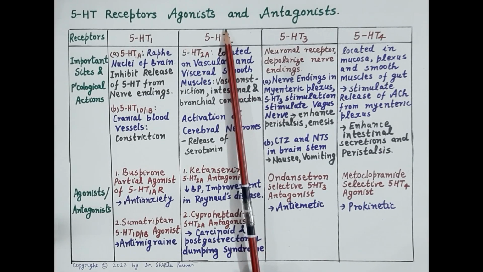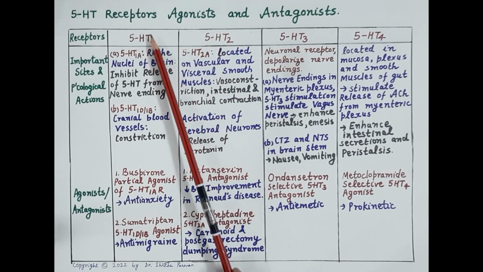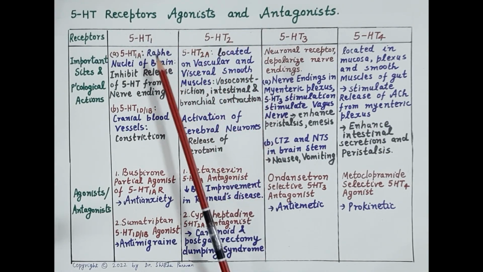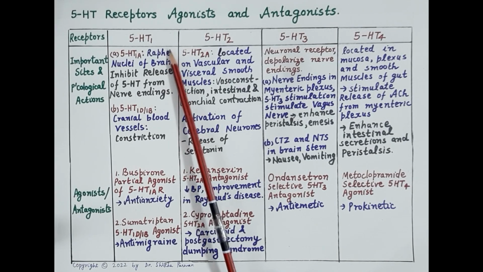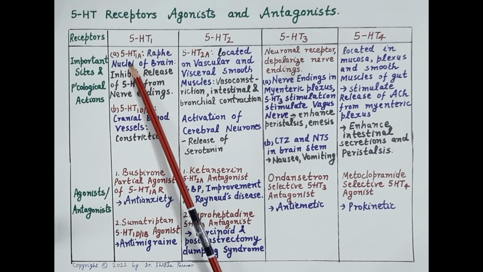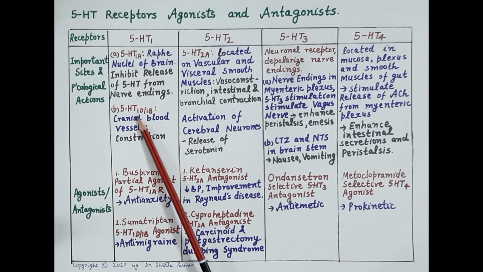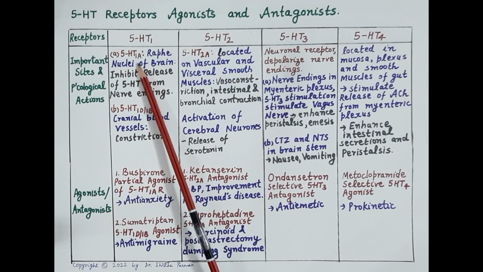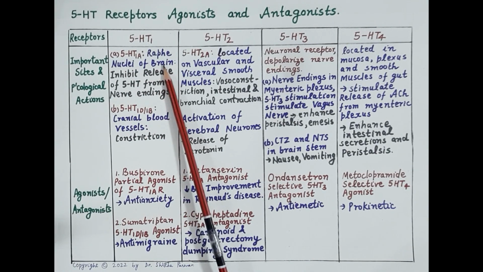Now let's see the pharmacology of clinically useful 5-HT agonists and antagonists. Let's first talk about the 5-HT1 receptors. As discussed, the 5-HT1 receptor family has 5 receptor subtypes, that is 5 types of receptors. Out of these, 5-HT1A, 1B and 1D receptors are clinically important. 5-HT1A receptors are located on the Raphe nuclei of the brain stem. That is, Raphe nuclei possess 5-HT1A receptors.